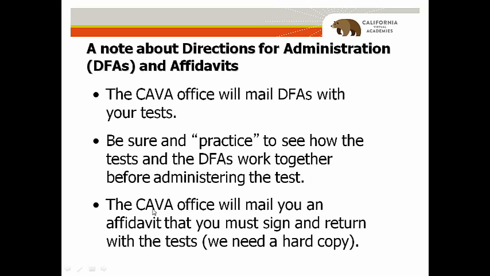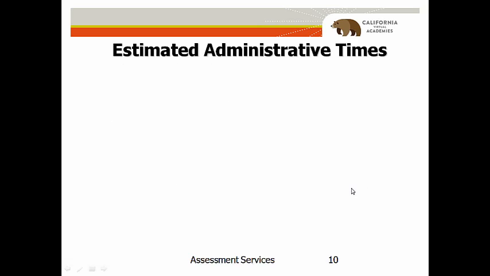And then the affidavit. The CAVA office will mail you an affidavit that you must sign and return with the tests. We need a hard copy. So even though creating an account, getting into that Moodle CELDT website, and doing the training kind of started an affidavit that was online, you must sign and return a hard copy to the CAVA office with the tests, and that will be included as well.